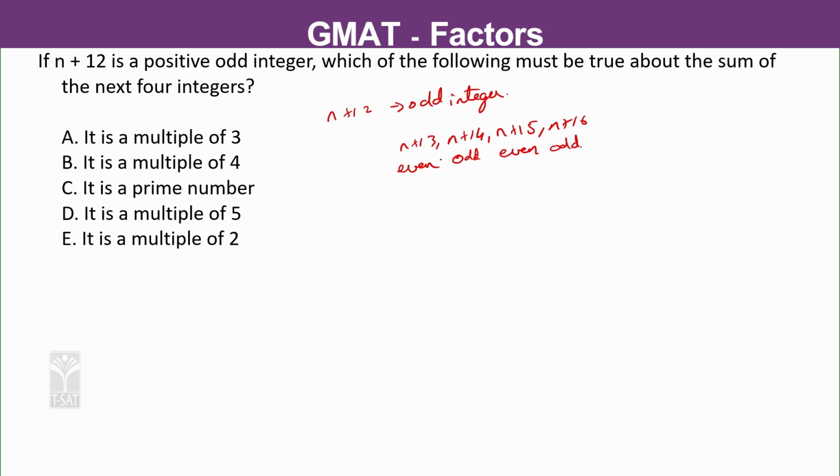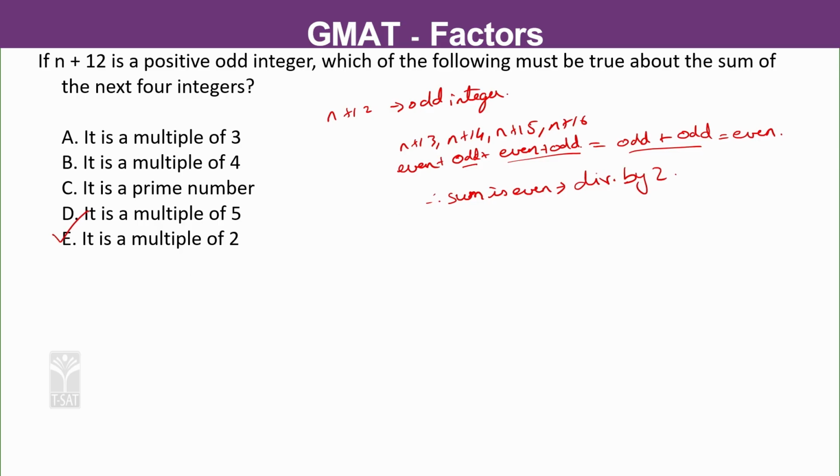So, when you add these 4 numbers, you will notice that even plus odd is equal to odd, plus even plus odd is again equal to odd, and then odd plus odd is equal to even. Therefore, this sum is even. So, when the sum is even, the number is always divisible by 2. Therefore, the answer is option E: it is always a multiple of 2.